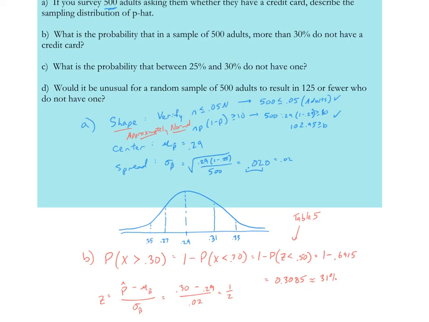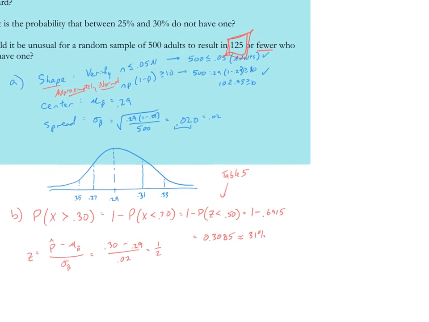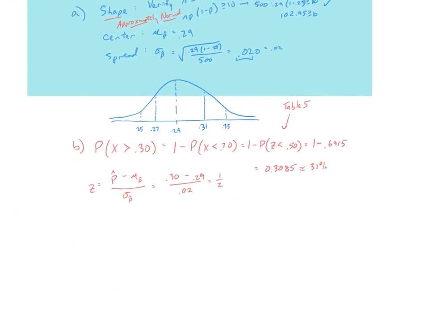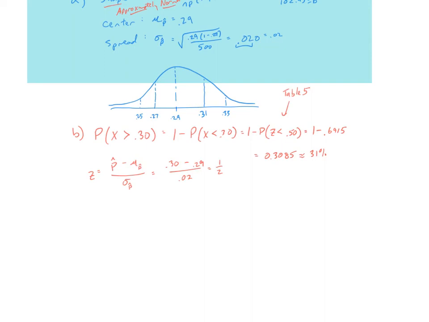And then finally, part D, where it says, would it be unusual for a random sample of 500 adults to result in 125 or fewer, emphasize that, who do not have one? In part D, I'm not given a percent, which is different than it was in B, but that's no big deal. We can find that percent and then shade it on our distribution. So let's do that. So I'm going to let's go down here for part D. We'll change color here, throw green at you.